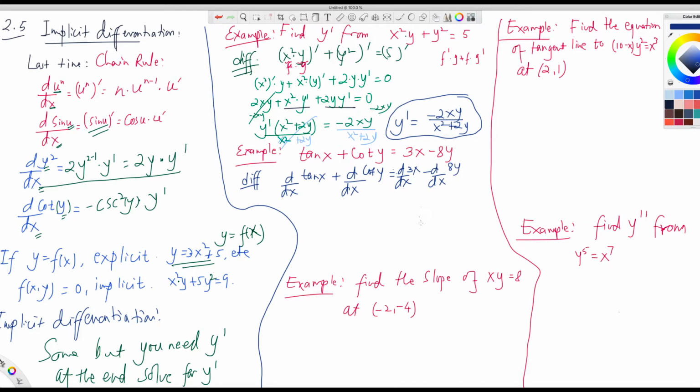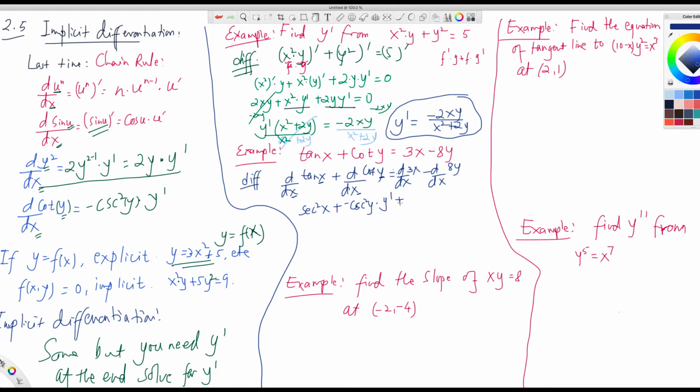Now I'm going to find the derivatives. This x matches with the x. So what is the derivative of tangent x? It is secant squared x, plus d over dx of cotangent y. There is y, and there is x. They don't match, so you need to multiply by an extra y prime. What is the derivative of cotangent? It is negative cosecant squared y times y prime, extra because they don't match.